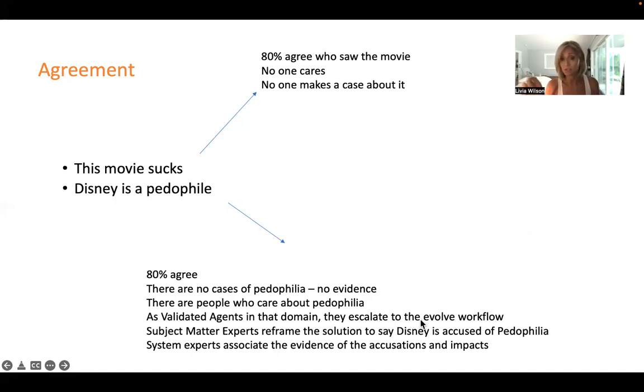that solution to the evolve workflow for that particular domain, such that subject matter experts could reframe the solution to say Disney is accused of pedophilia, and then system experts could associate the evidence of the accusations and the impacts to such an extent that those who all agreed that Disney was a pedophile might be discovered to have associations that would discredit them from being able to make that determination, because they would not be subject matter experts, or they would not necessarily be objective. So that's agreement.